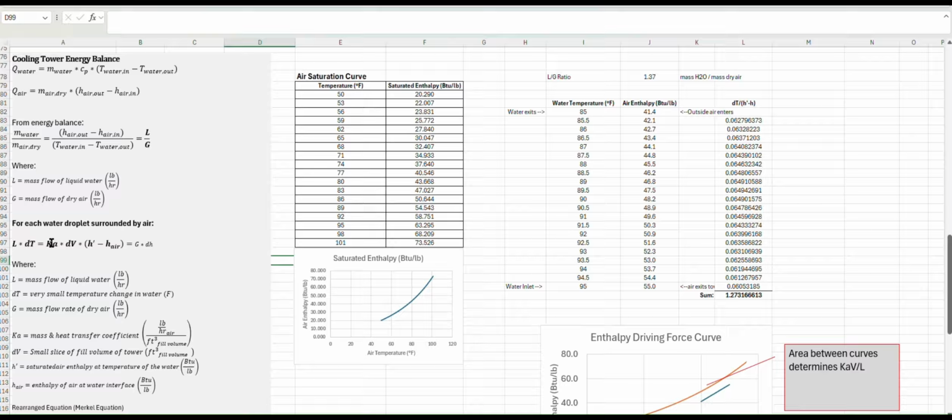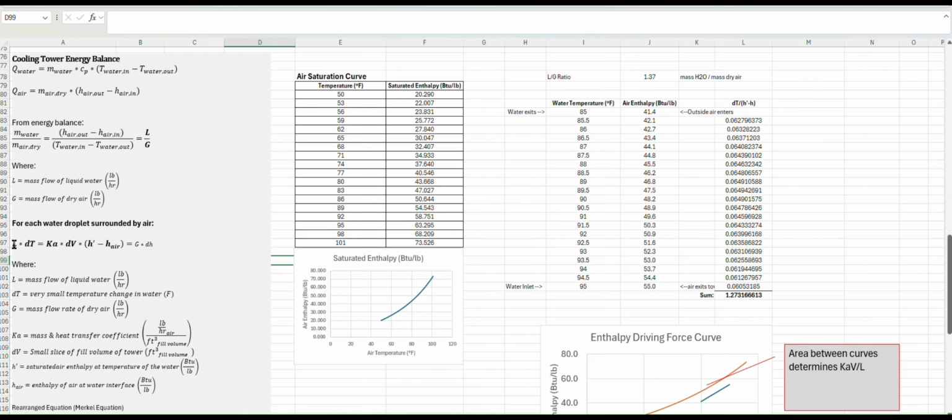Ka is mass transfer coefficient. dV is a small slice of volume of the cooling tower times H prime minus enthalpy of your air. And H prime is what the enthalpy of the air would be if it were saturated at the temperature of the water that it's touching. And then H air is your actual enthalpy of the air.